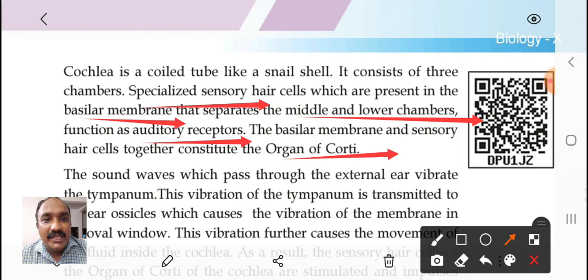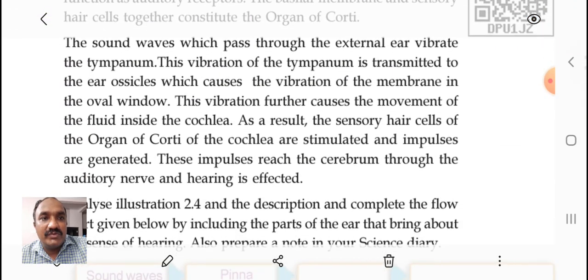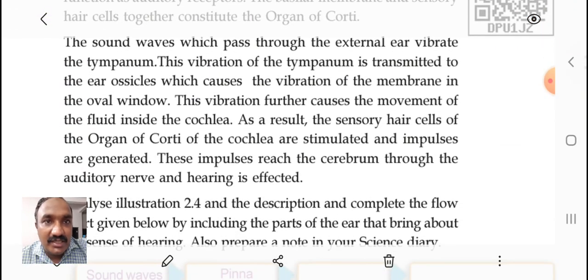Okay. Then next. I think it is clear to you: the sound waves which pass through the external ear vibrate the tympanum. Now we are going to explain the flow chart that you have to fill last. I will not say the answer, you have to find out.